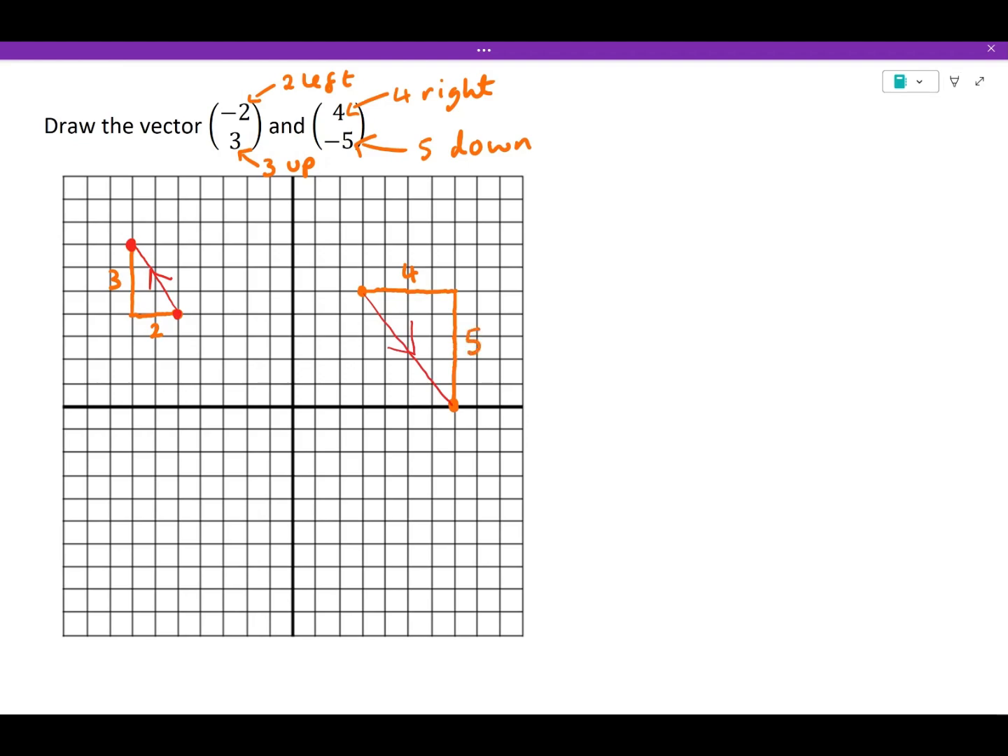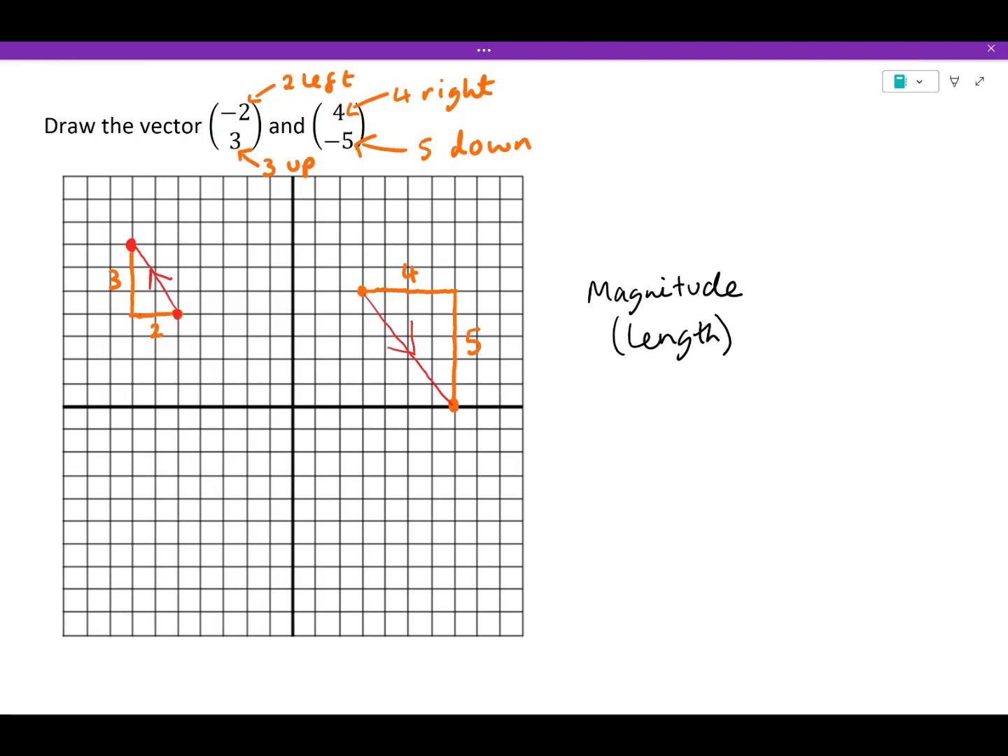Now we've talked about drawing vectors and direction. The next key word we need to talk about is magnitude, because vectors have magnitude as well. Now, magnitude is another word for length. So you can see those red lines I've ended up drawing, they have length, okay, they have magnitude, and you will be expected to potentially calculate its magnitude.